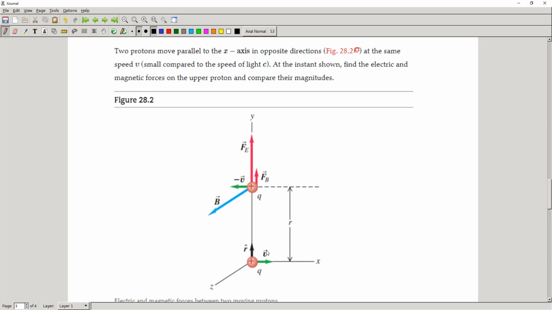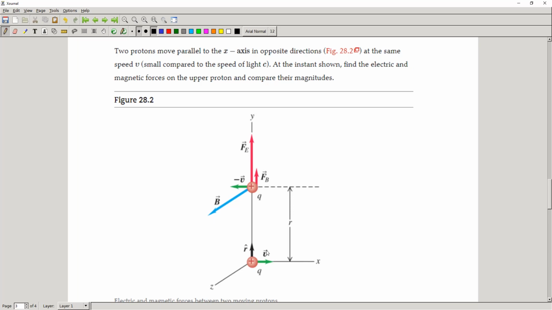We do need for this v to be small compared to the speed of light, right? So if v is small compared to the speed of light, our calculation is fine. If v was much larger, and we start creeping up on some significant fraction of the speed of light, we'd have to do a different calculation. We'd have to take into account relativistic effects, and that's beyond the scope of this course. That's something you would see in a third-year physics course maybe.